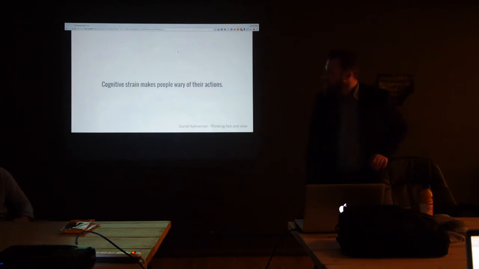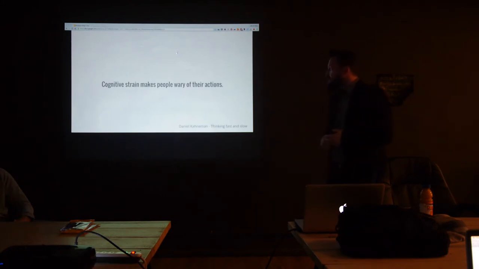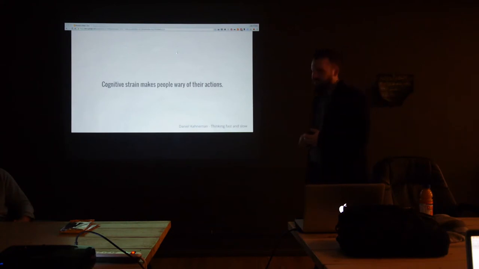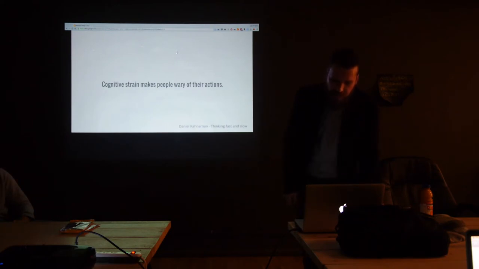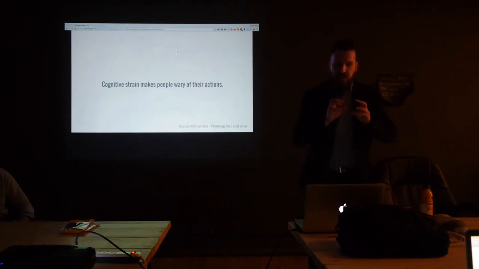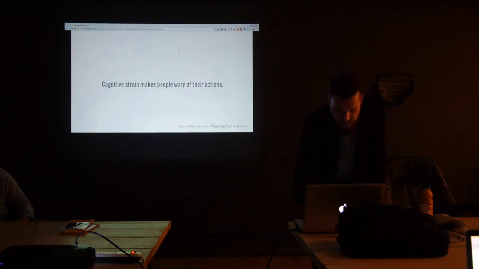So this is one of the concepts that we are dealing with, it's sort of our daily bread almost. So cognitive load or cognitive strain makes people wary of their actions. This means whenever you feel like you need to think about something, you start to be more cautious about it, right? This is from Daniel Kahneman's book, Thinking, Fast and Slow. And you get that feeling that you should really think about this single element. So if you see a form that is extremely complicated, it makes you stop and think about whether it's actually worth starting to fill it out. It's a very basic concept.